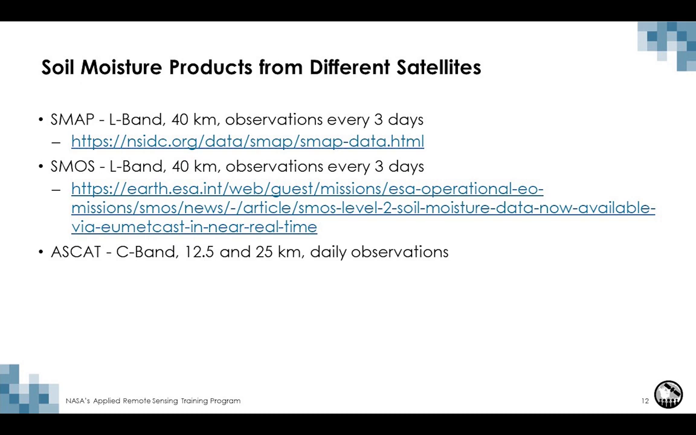There's also ASCAT, which is a European Space Agency scatterometer. It operates at a different frequency, but it still operates in the microwave range, so it operates at C-band, and there are products at 12.5 and 25 kilometers, and it's daily observations.